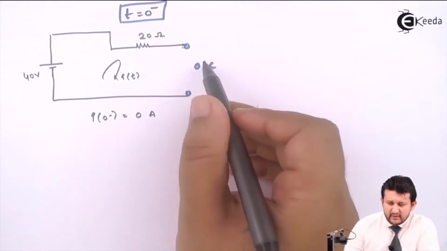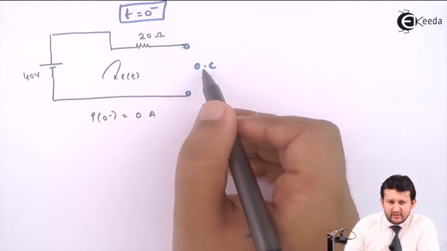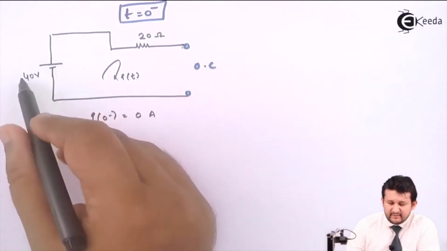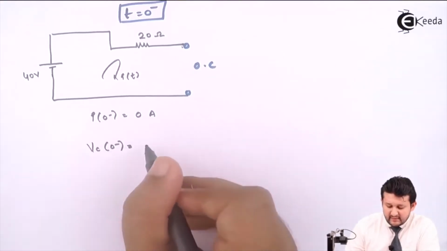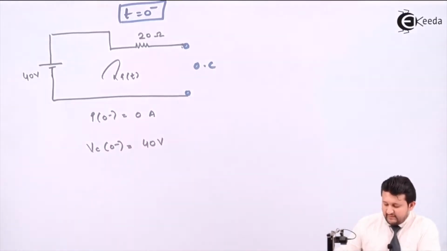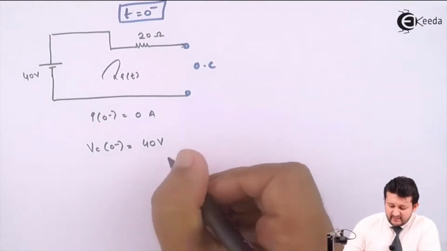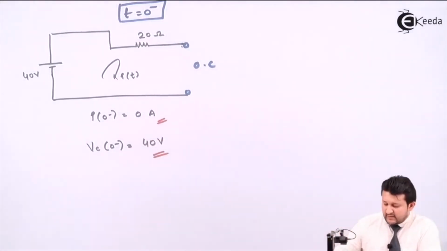Why did you make it open? Because the capacitor was fully charged. How much charge will it be? 40 volts. So the voltage across the capacitor is nothing but 40 volts. So that's your first condition, my dear friends. So let's go for the second condition.